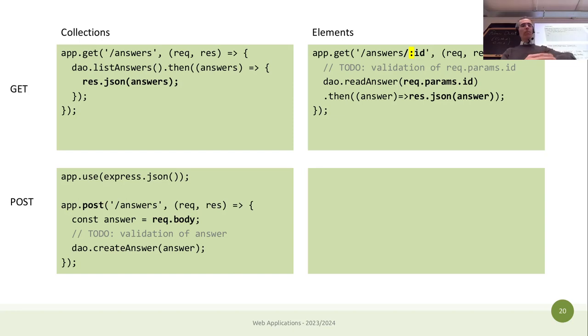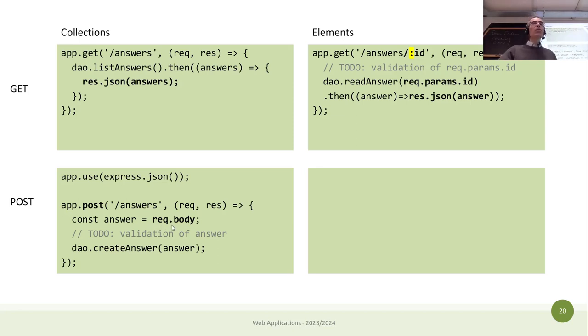Okay, POST. So we would like to add an answer. POST /answers. Here there's no ID because it's a collection. We said we add to the collection. How do we take the information about the answer? Somebody has to tell us the title of the answer, the content of the answer, the score, and whatever we decided last time.